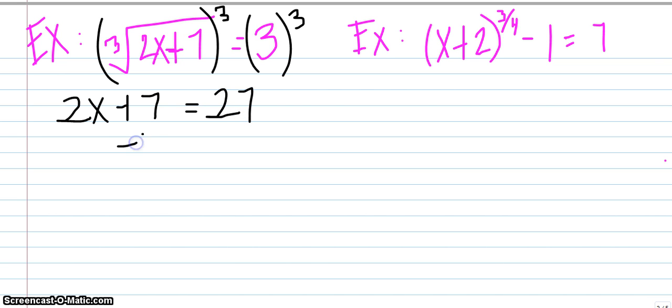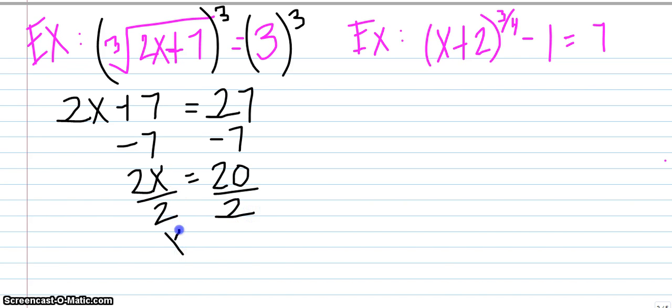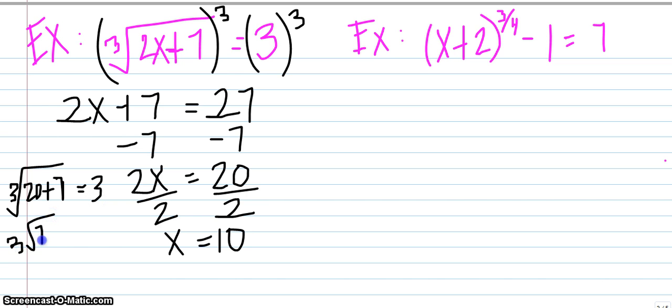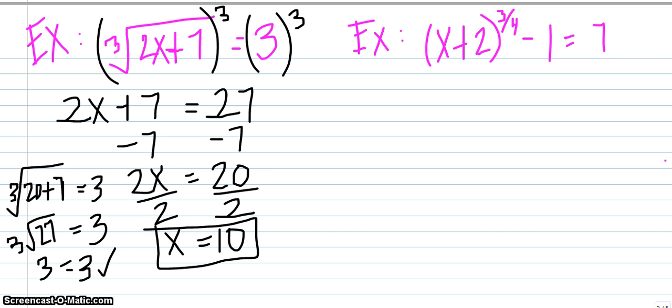I'm going to subtract 7 from both sides. So 2x is equal to 20. Divide both sides by 2. X is equal to 10. The last thing I need to do is check to make sure this checks out. So if I have the cube root of 2 times 10 is 20, plus 7 is equal to 27. The cube root of 27 is equal to 3. And I know that the cube root of 27 is in fact 3, so 3 equals 3, so my solution is x equals 10.